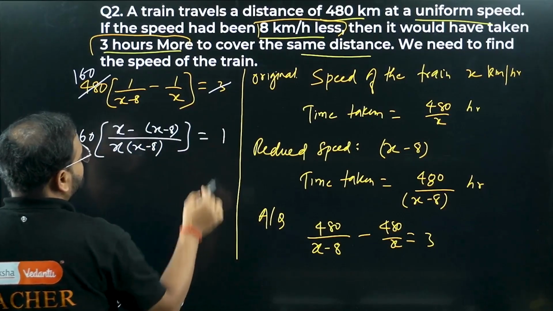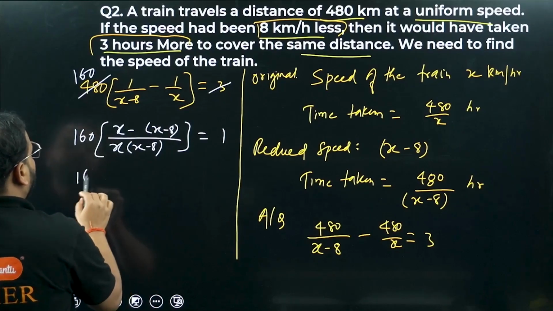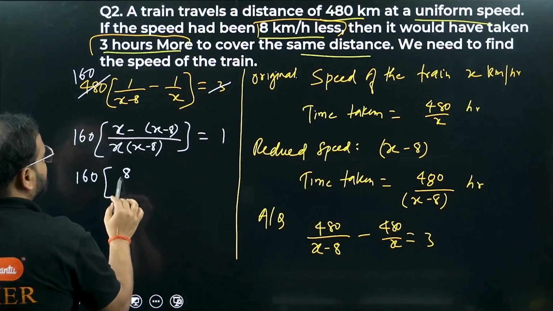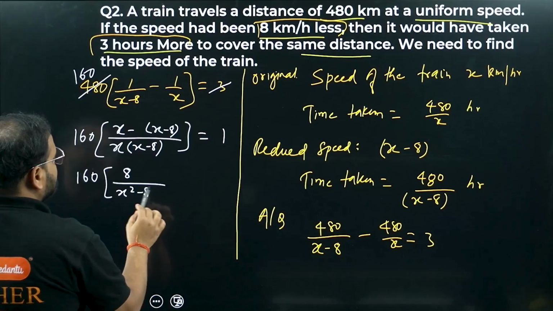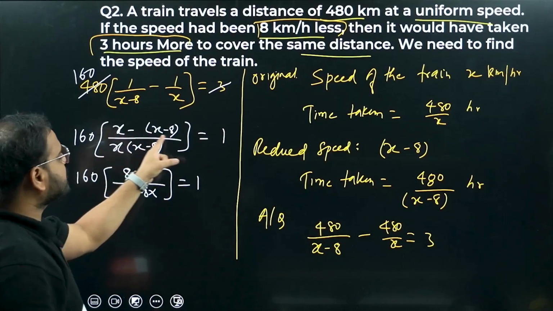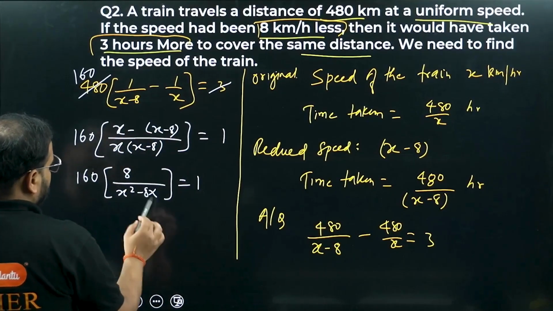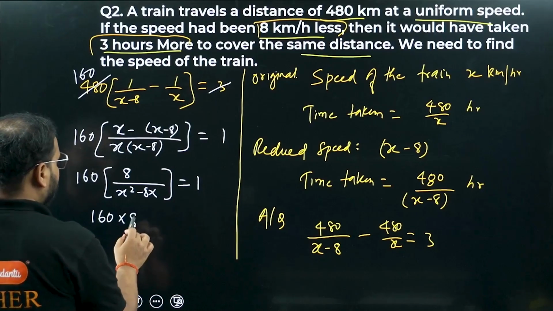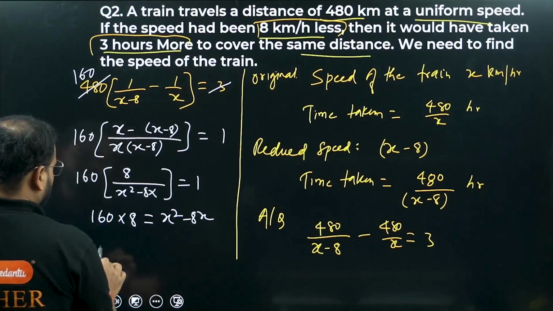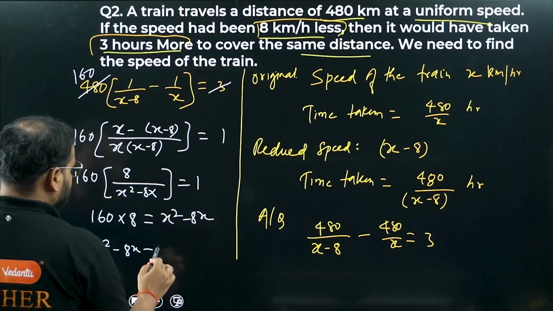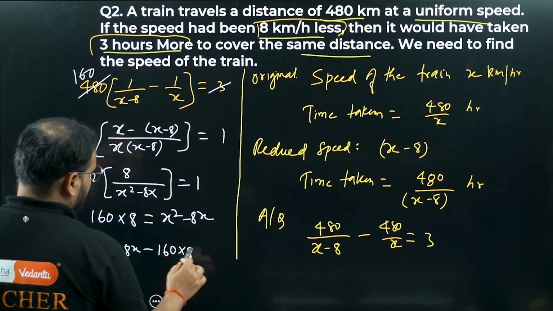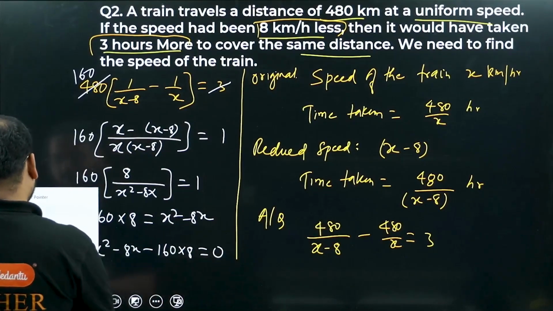Equals 1. So what do I get? 160 times x minus x will be gone, right? And I'll have plus 8 upon x square minus 8x equals 1. Please check: x minus x, so x is gone. Minus into minus, so plus 8. So I can write this as 160 into 8 equals x square minus 8x. Write the expression now: x square minus 8x minus 160 into 8. Why not multiply it, sir? I don't like to multiply because I have to break it anyway.